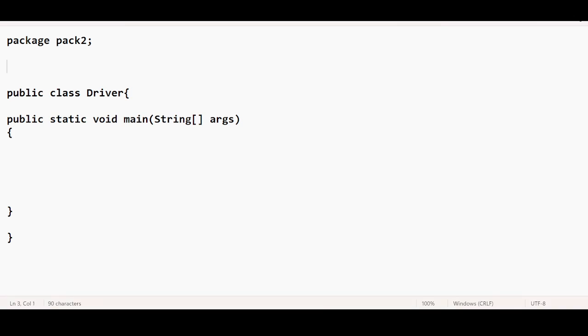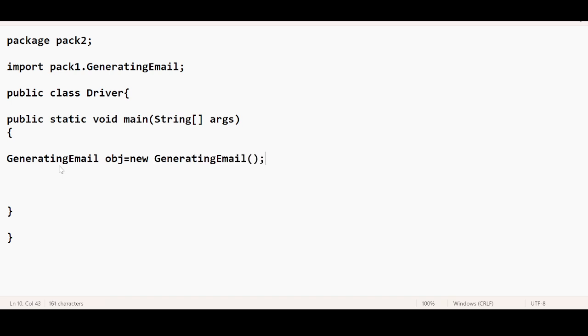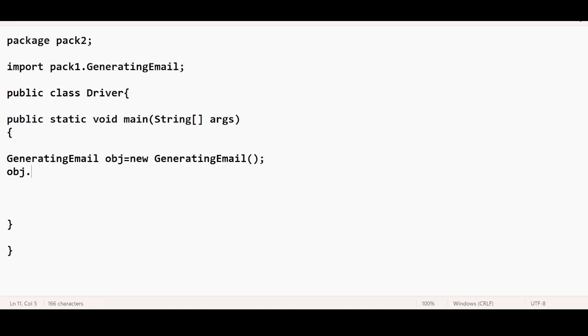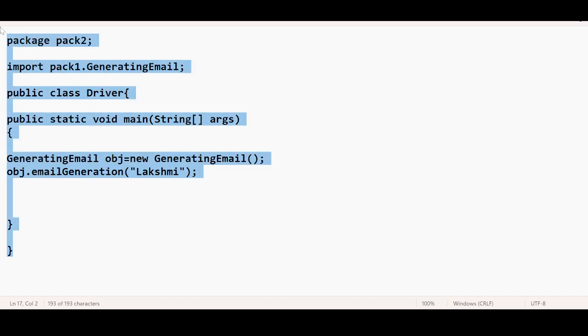Let me go back to this class and do the same thing. Import pack1 dot, what is the name of the class? GeneratingEmail. Now I have to create the object, GeneratingEmail obj. Same thing I am doing here, nothing else. Obj dot, what is the name of the method? emailGeneration is the name of the method. I have to pass a name. I have made some changes here.